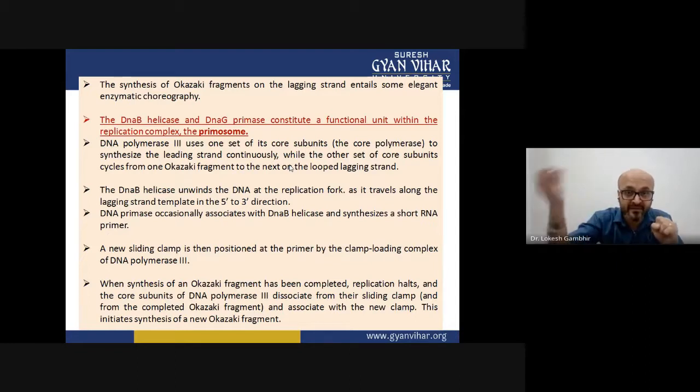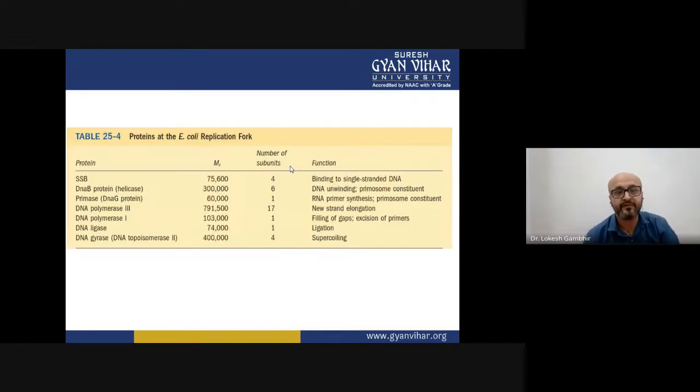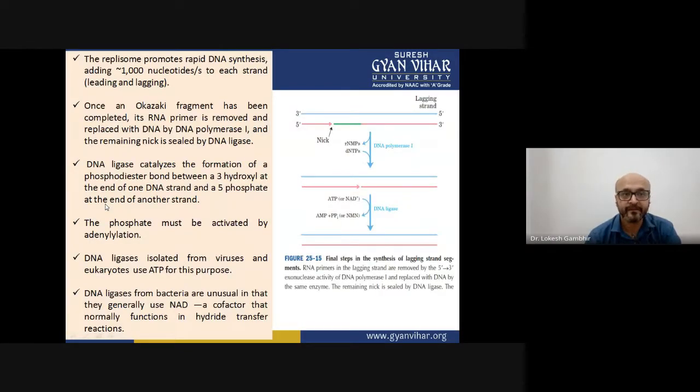The clamp is dissociated, the loop is removed, the loop is taken ahead, and the ahead portion which was opened up by the helicase is now taken into a loop, so that the other remaining portion can be synthesized and the new clamp is formed. So every time the process is repeated and a new Okazaki fragment is formed. So we saw that in elongation, multiple proteins are required, the multiple proteins that are present here.